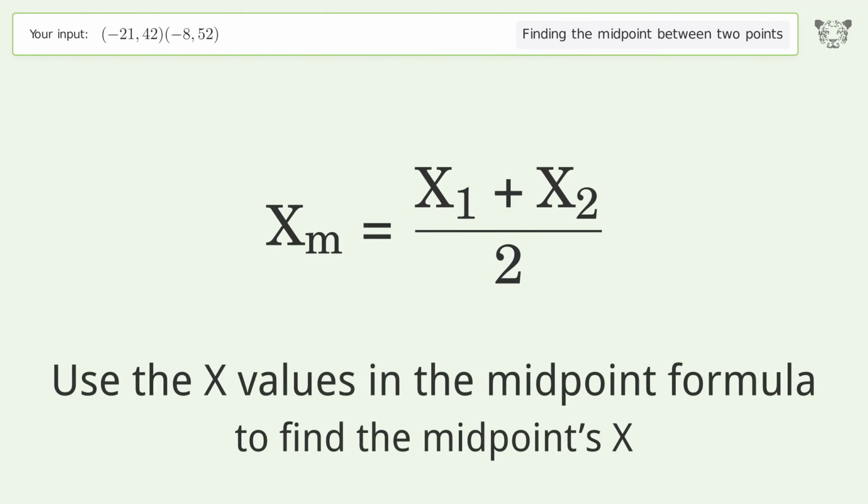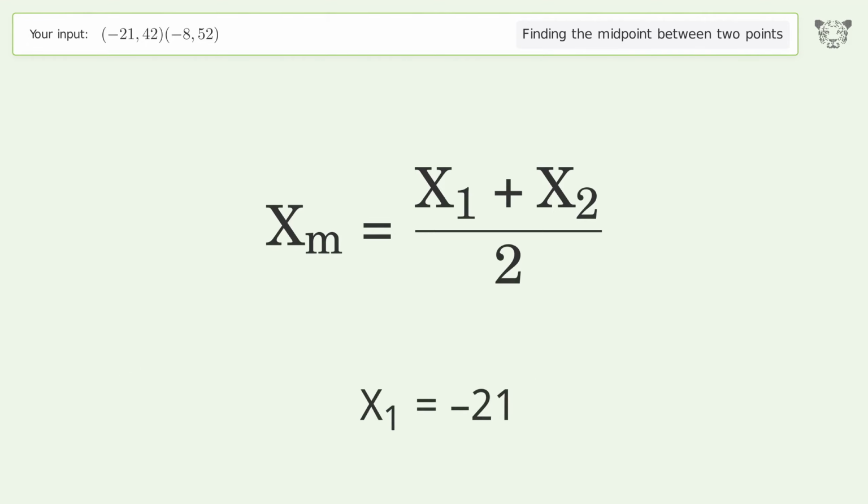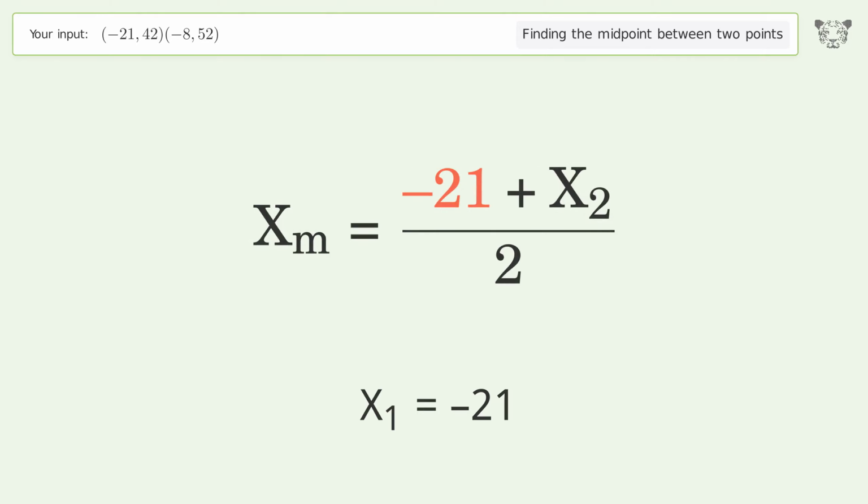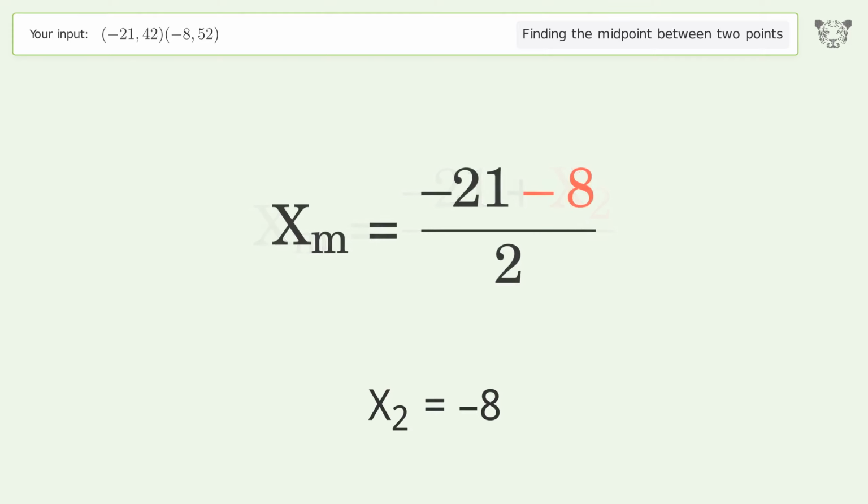Use the x values in the midpoint formula to find the midpoint's x. x1 equals negative 21. x2 equals negative 8. Simplify the arithmetic.